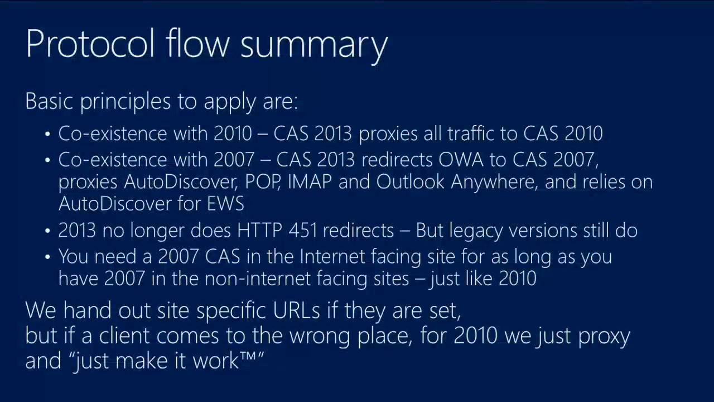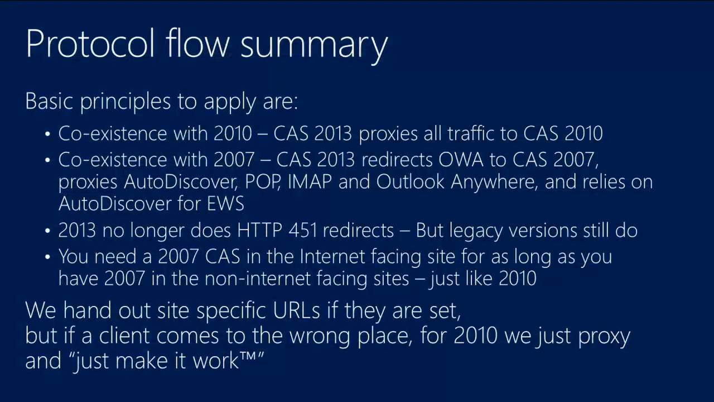In a 2007 coexistence scenario, it's a bit more complicated. We redirect OA, we proxy Autodiscover, POP and IMAP, and even Outlook Anywhere. If you think about those connections for Outlook Anywhere, they're actually kind of proxied. So to say that we don't proxy to 2007 really isn't true. We kind of do, but for a very narrow set of protocols.